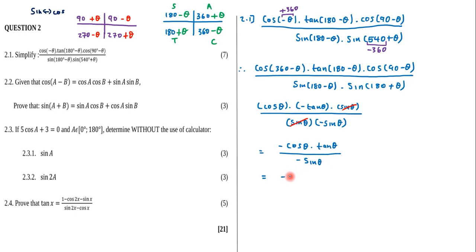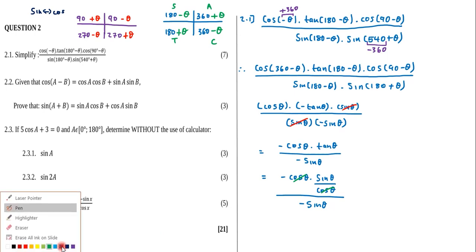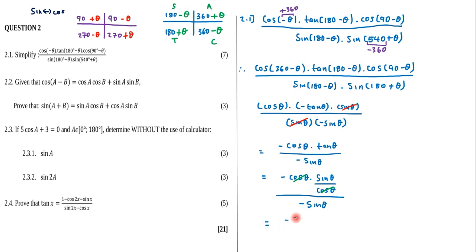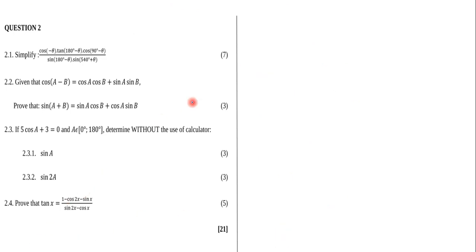Now here, tan theta, it is also an identity, right? So we can then write this as sine theta over cos theta over negative sine theta. Now here, you can see that this cos theta will cancel with that. And then we're going to be left with negative sine theta over negative sine theta. Now negative sine theta, they cancel each other, and then the answer becomes 1, right? So that is the first one. Then now let's go ahead and look into the second one.